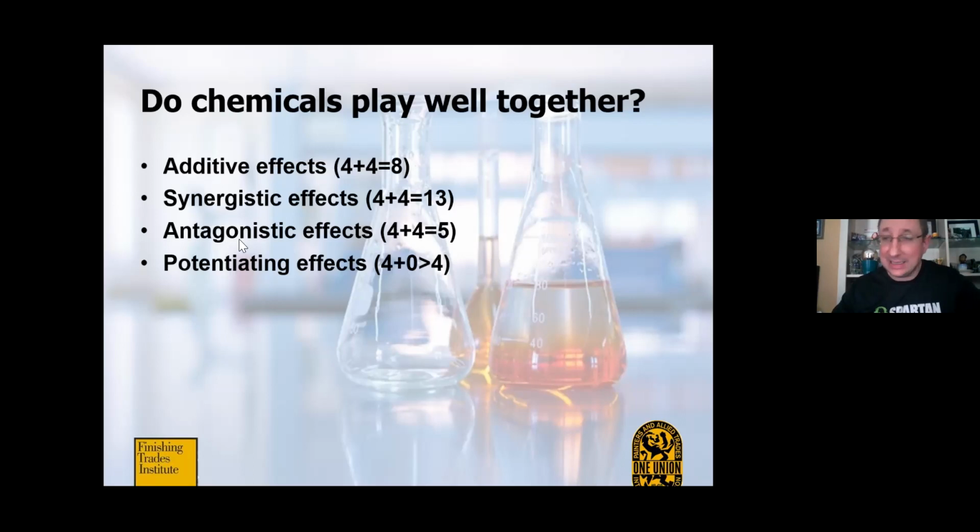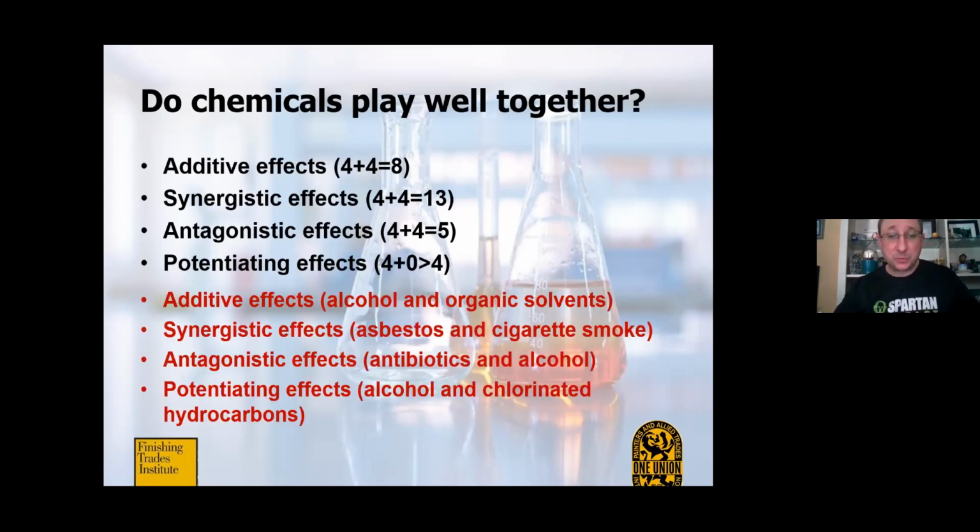Then I've got an antagonistic effect. So 4 + 4 = 5. Here the result is something less than what those two components together would do. And then a potentiation effect is where one chemical by itself might cause some kind of interaction in the body, and another chemical doesn't do anything to the body whatsoever. But if they're together inside you, it's going to increase that other chemical and how it operates in your system, okay? So I've got some examples here.